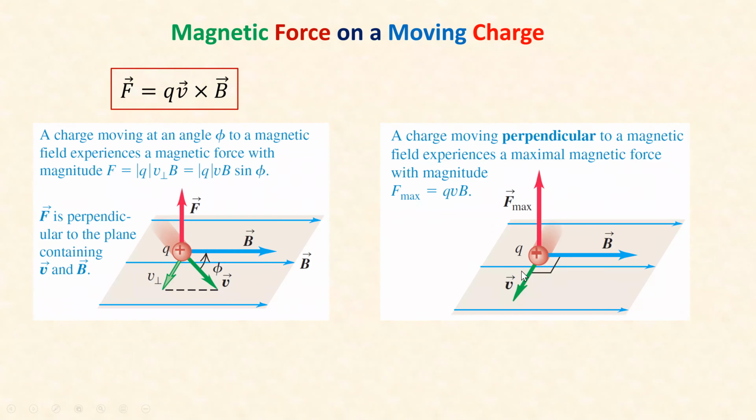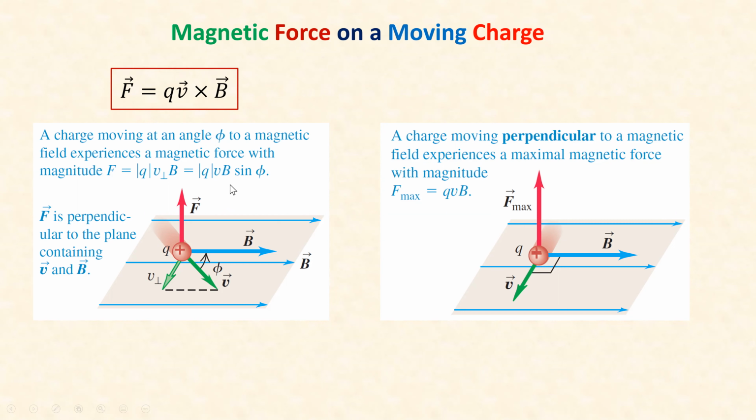If the velocity v is perpendicular to B, you get the maximum force, because the magnitude of v cross B is the magnitude of v times the magnitude of B times the sine of the angle between v and B, which is phi in here. And when the sine becomes 1, or phi becomes 90 degrees, you have the maximum force.